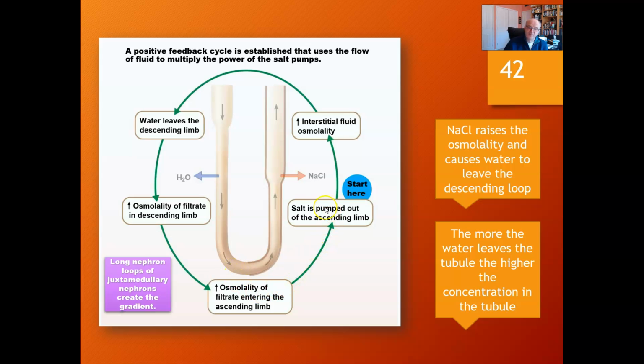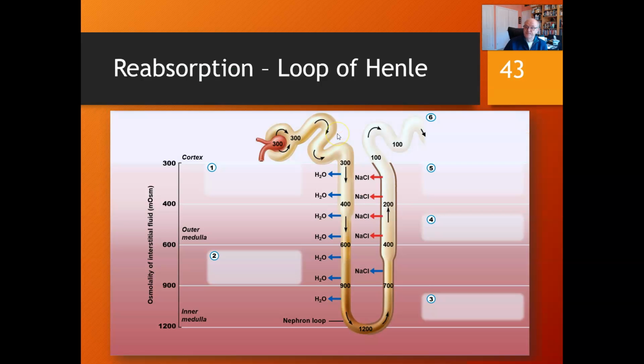And then we start pumping salt out. So by the time we get to the top of the loop of Henle here, the ascending limb, we have pumped out water and we pumped out salt. So we reduced the volume and the salt concentration.